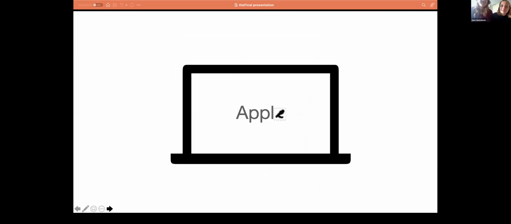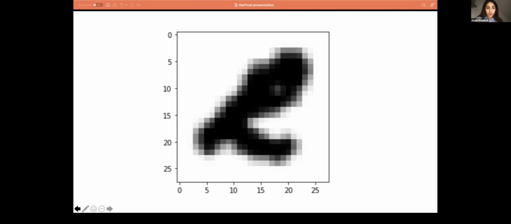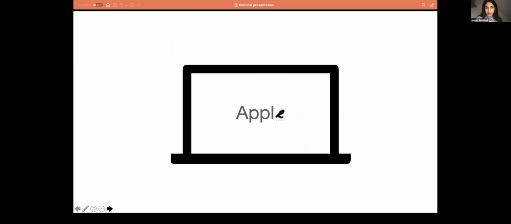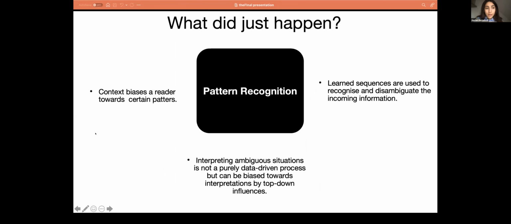So in the next slide now, I will explain what just happened, and I will guide you through the cognitive background. From there, we will move from the original network to the modern Hopfield network, and then we will go into details of the architecture of our model and wrap up with another example. Okay, great. So what just happened?